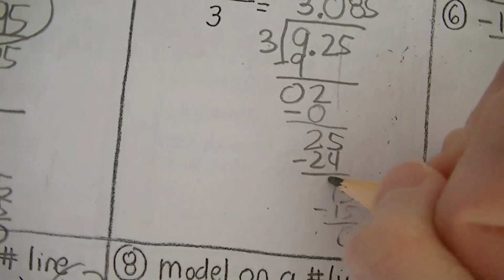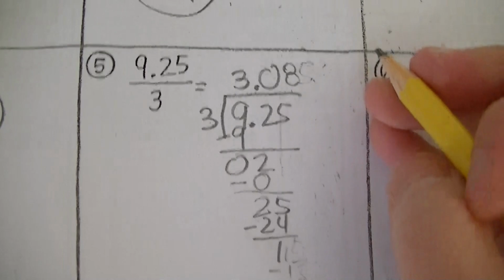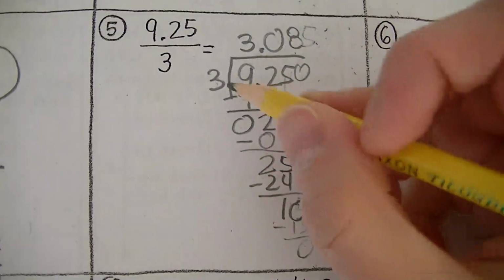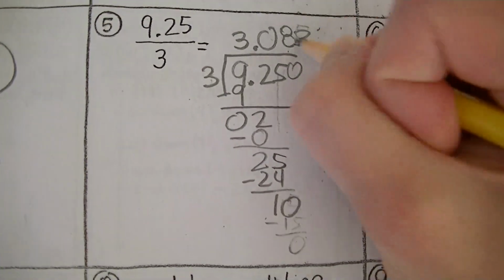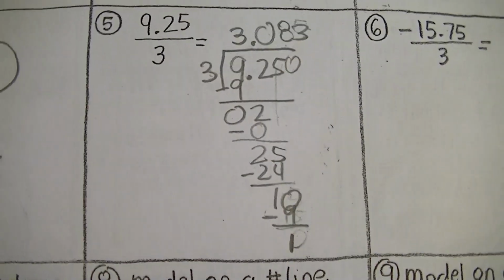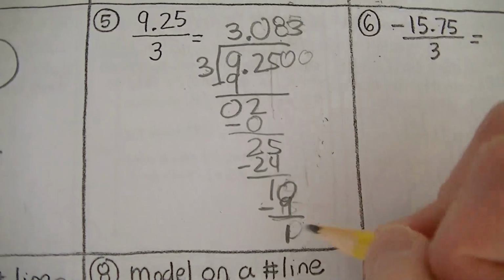Yeah, you can't bring it down again. I'm supposed to bring down the 0, silly teacher. Okay. All right. I hope I didn't really mess you all up. Bring that down. Okay. 3 didn't go into 1, so you bring down a 0. 3 goes into 10 3 times. 3 times 3 is 9, so we're going to subtract 9. 1 left over. And 3 doesn't go into 1, so bring down a 0, a different one.